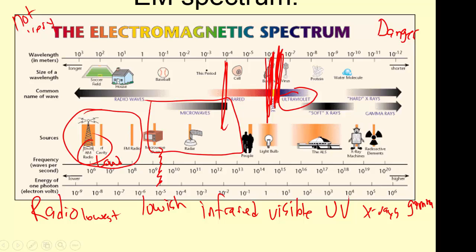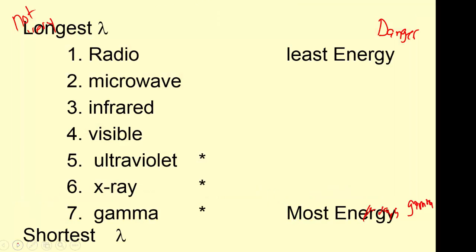And by the way, we're being bombarded with radio waves all the time. How we know this is we can turn on a radio and we get radio signals. You need to know these in order. You need to know which one has the longest wavelength, which one has the shortest wavelength, and which has the least energy and most energy. So we have to learn these in order. I'm just going to read them to you 5 or 6 times.